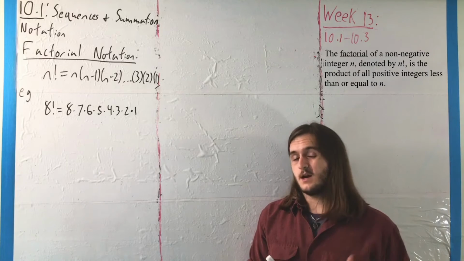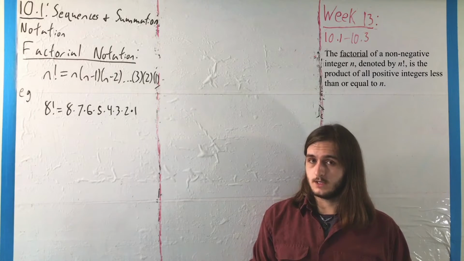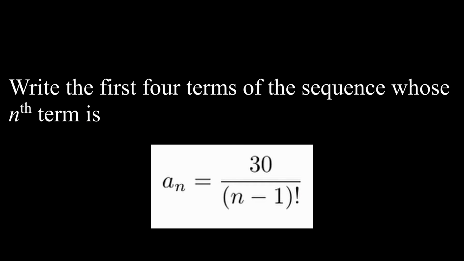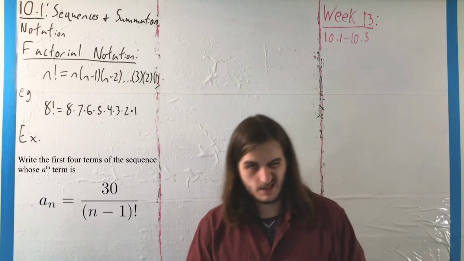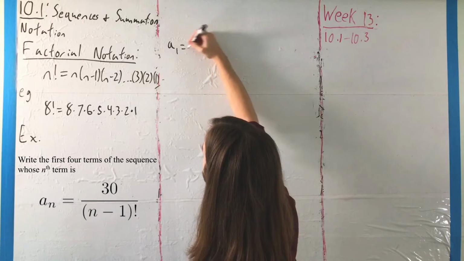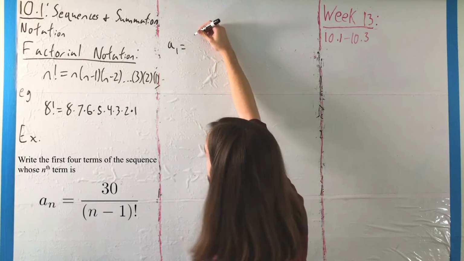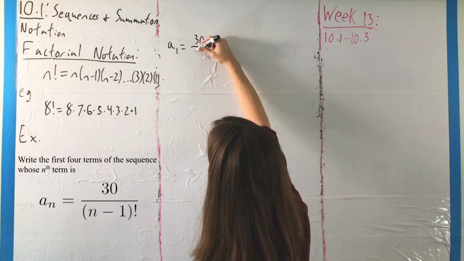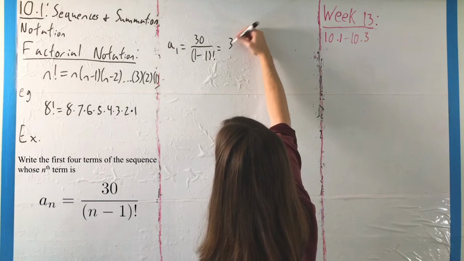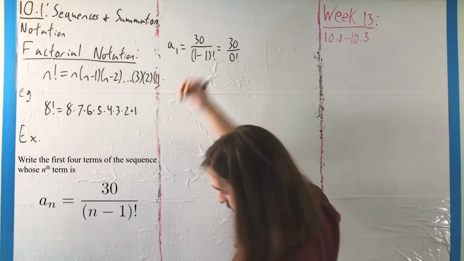But anyway, for now, we're just going to take a quick example looking at these in the context of sequences. So for this example, we want to write the first 4 terms of the sequence whose nth term has the formula a_n equals 30 over (n minus 1) factorial. So it's the same idea we've been using all the way through here. For a1, we're just going to take that value, 30, and divide by 1 minus 1 factorial, which is going to be 30 over 0 factorial.